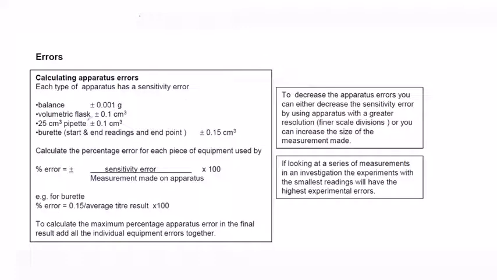But in the case of a volumetric flask, we just read the one label. That's why for a volumetric flask, the percentage error or sensitivity error is the least count divided by the volume recorded. We normally record 250 cm cube, multiplied by 100. So that will give us the percentage error of the volumetric flask.